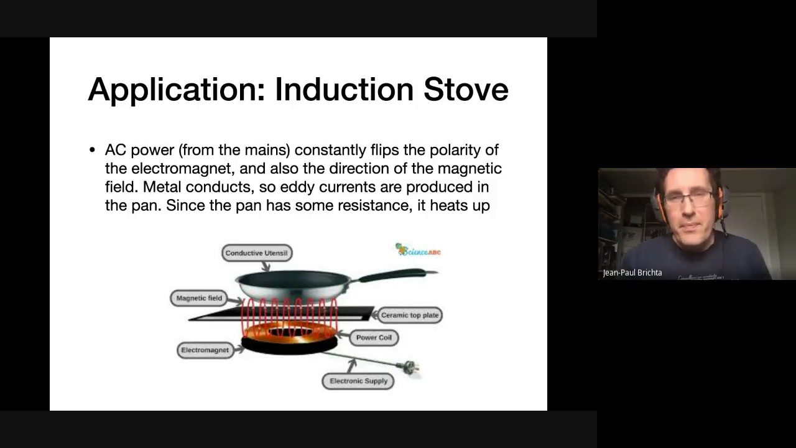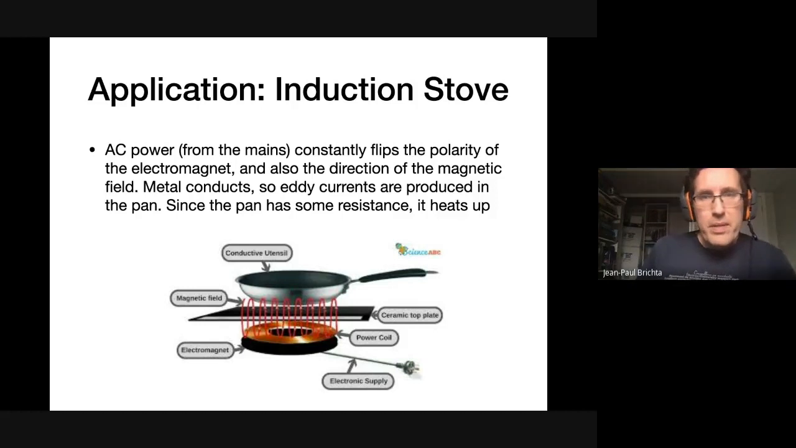So that's the idea. Because you have this constantly flipping current, the magnetic field produced by it is going to constantly change direction. And because you have this changing magnetic field, you're going to produce eddy currents in the pan. In this case, you have to use a conductive pan. I don't know about these, I guess most pans are conductive. Anyway, doesn't matter.